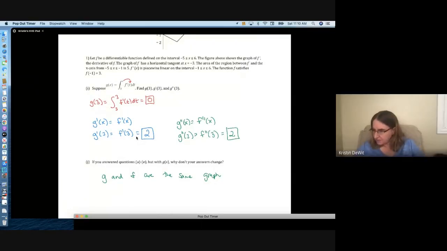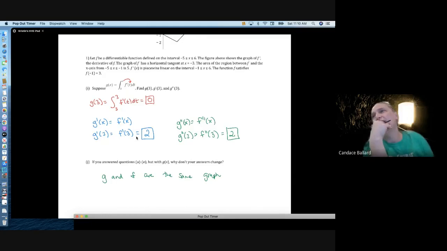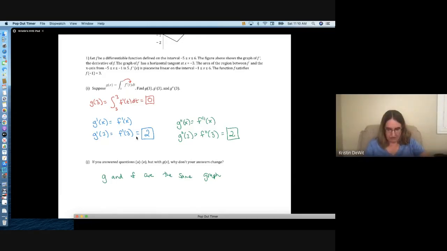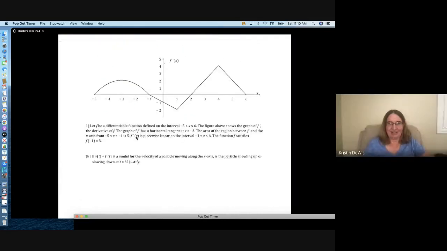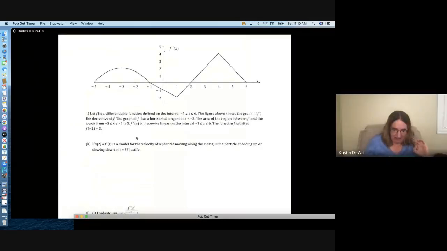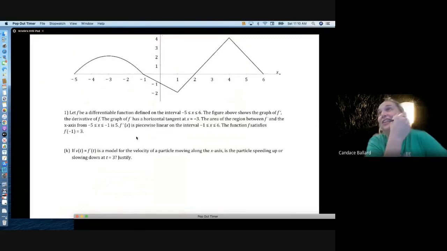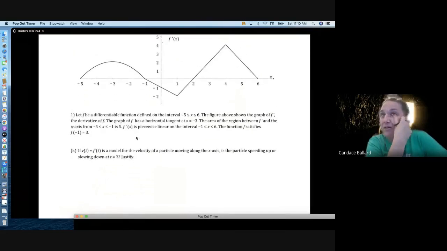I was looking at the answer key. It says g and f are the same graph, but with different initial values, so concavity doesn't change. Huh. Because we don't have an initial condition for g of x. I don't think we should spend more time on it because I don't think we're going to have anything like that. Don't worry about that one, guys. Moving on. But I like the thoughts that we're thinking in the chat. There were a couple comments of it.